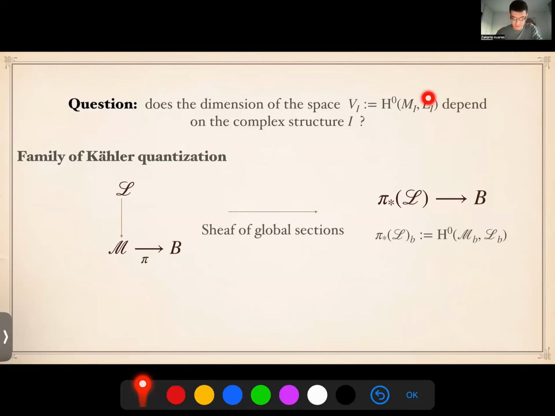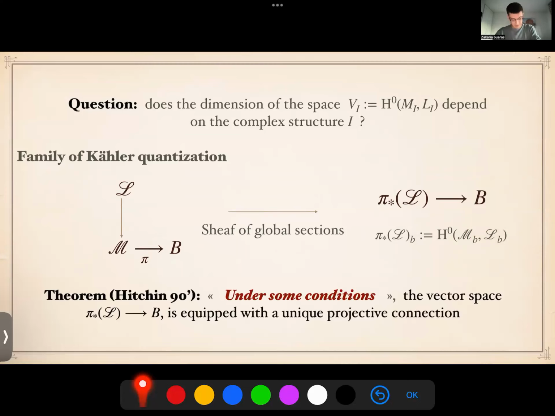So here are the global sections of the line bundle. L restricted to the fiber is exactly the line bundle that you fixed before. You associate to this data the sheaf of global sections, which means the push forward of the line bundle using the map pi. In general, it's just a coherent sheaf. The fibers, the global sections at a point b in the base, are just the global sections of the line bundle restricted to the fiber over b.